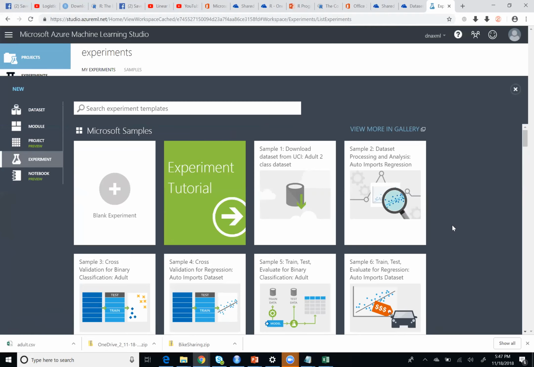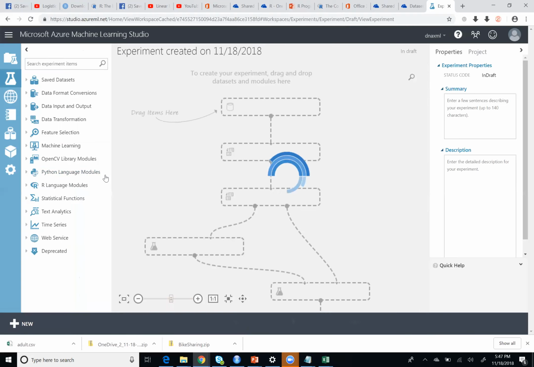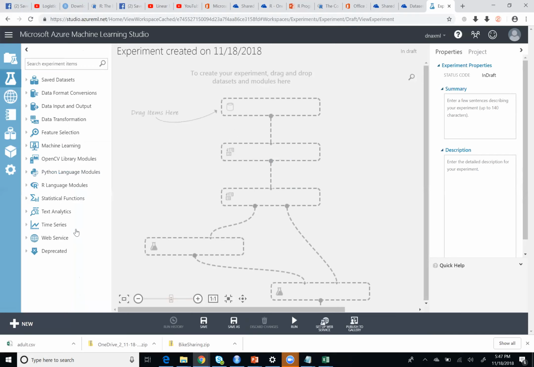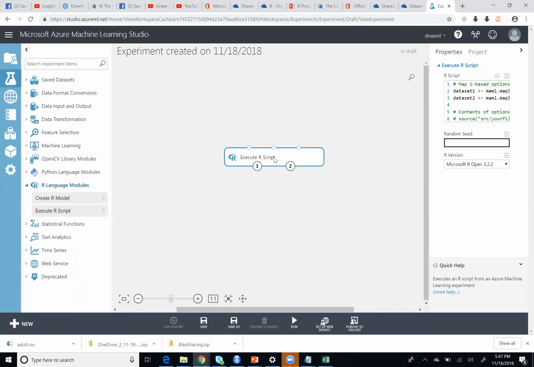There are some data sets given in Azure ML only, but let me create a blank experiment. In the blank experiment, it'll tell you which ones to drag and drop. So I want to first create, let's say, an R module. I'll say execute R script. So this is my module. I'll just put it here.